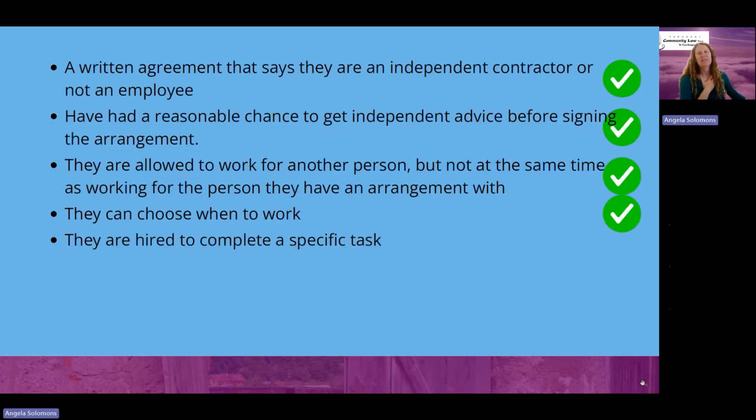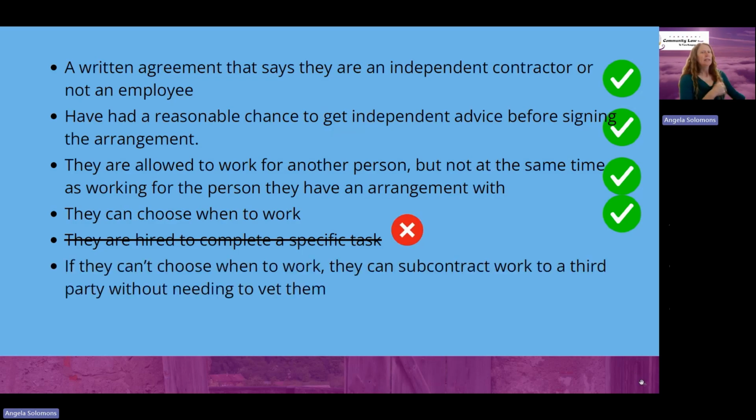They're hired to complete a specific task. Who thinks this might be one of the criteria? No, this is not one of the criteria. Okay, it doesn't have to be a specific task that somebody is hired for, as long as it meets those other aspects of it.